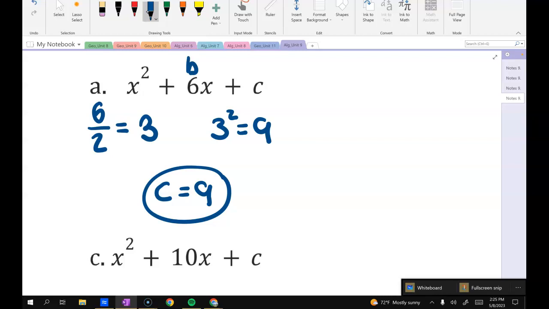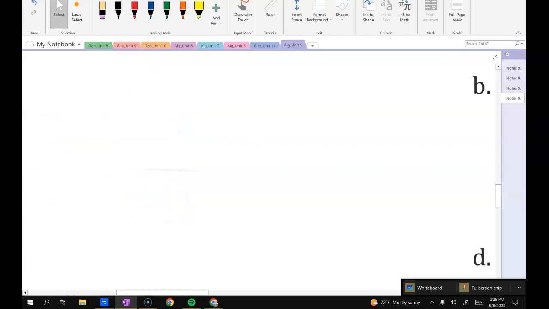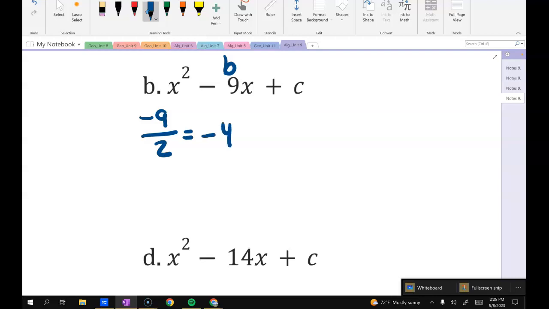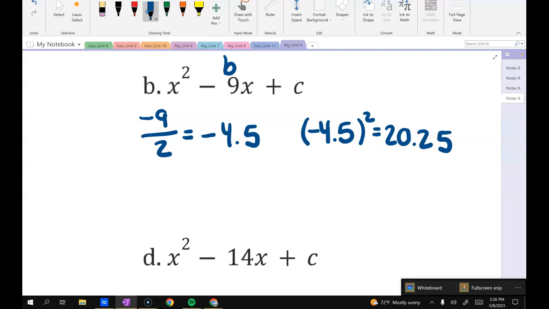So our numbers aren't always going to be whole numbers. So if we look at example B, we would take -9, we would divide that by 2. So divide our b term by 2. That's -4.5. And then we take the result and we square it. So we have -4.5 squared, which is equal to 20.25. So that's our c term. Your final answer, you write c is equal to 20.25.